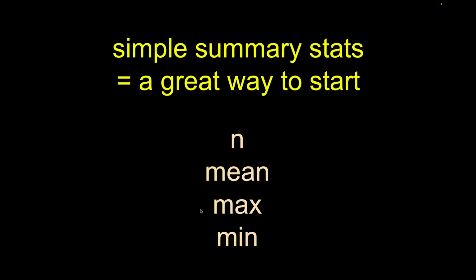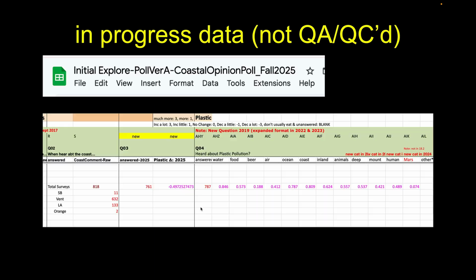And the best place to start with that is just basic, simple summary stats. They're a really good way to begin to get our arms around what our data look like. So sample size, average, max, min, etc. Now, if we look at poll version A, if you scroll down to the bottom, which is about row 1600 or so, you'll see that we have some of the simple calculations for the summary stats.